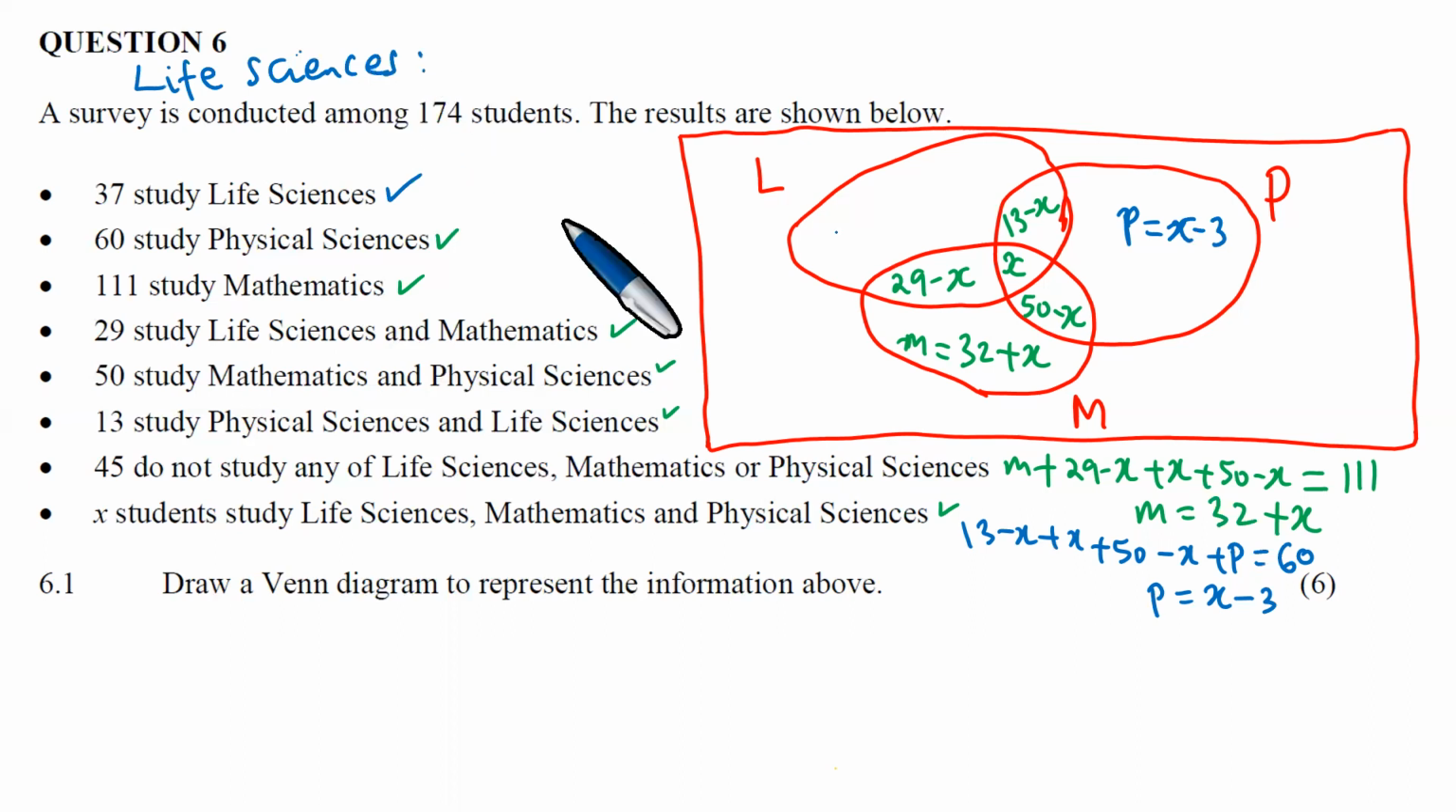Now life sciences would be this plus that. We call this small l, for those who only do life sciences, but some do life sciences and math, life sciences and physics. So you're going to have 29 minus x, we add x, we add 13 minus x. And then we add all these: the 29, the x, and the 13 minus x. The result must be the life sciences total, 37.